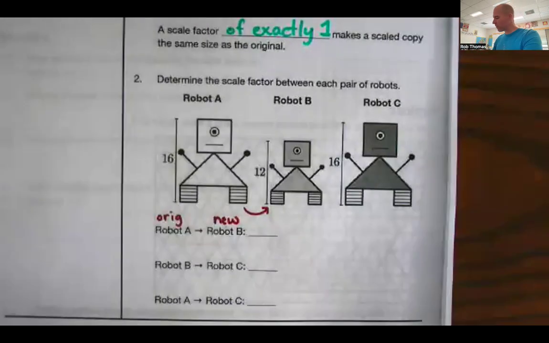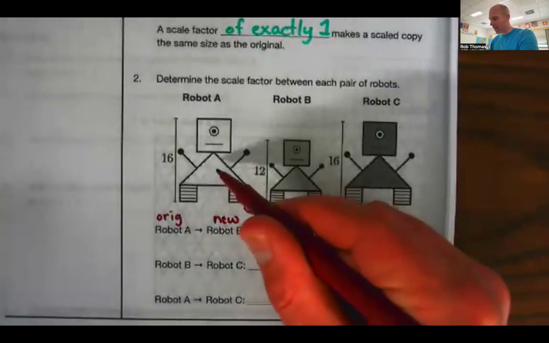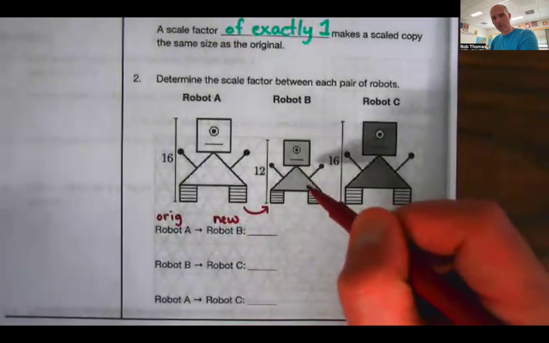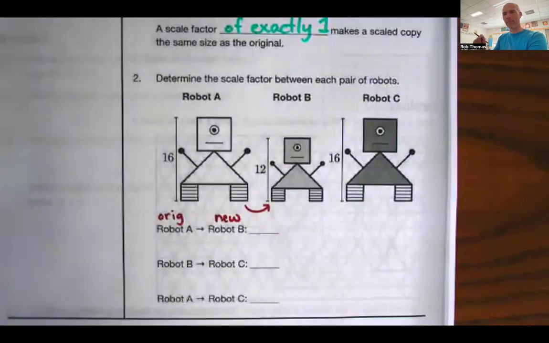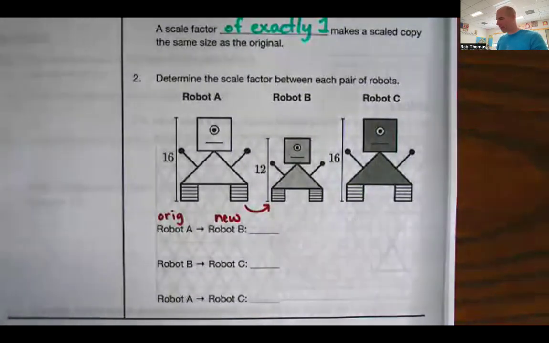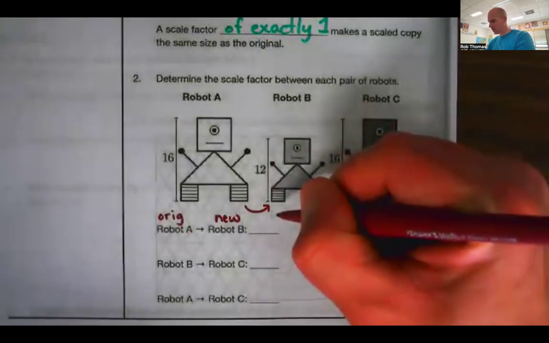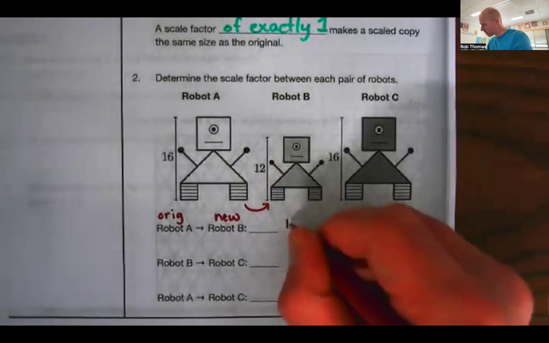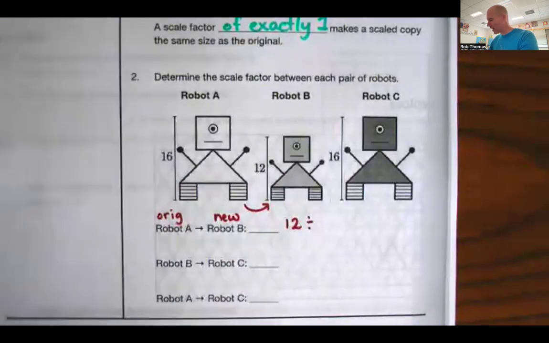Okay, so in order to make our original, in this case, robot A, small like our new robot B, we're going to need something smaller than 1. Well, we can just divide the dimensions we see. I'm going to take this 12 height from robot B and divide it by the 16 height of robot A.